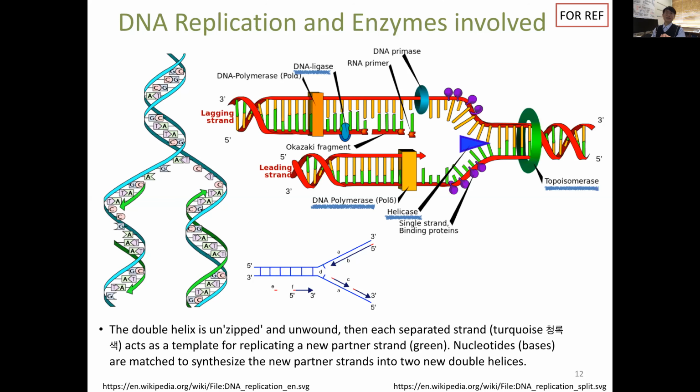So the enzyme machineries, there are a number of enzymes to do this. First, you have to unwind the helix. That's done by topoisomerase, and you have to unzip the DNA double strand. That's done by helicase.